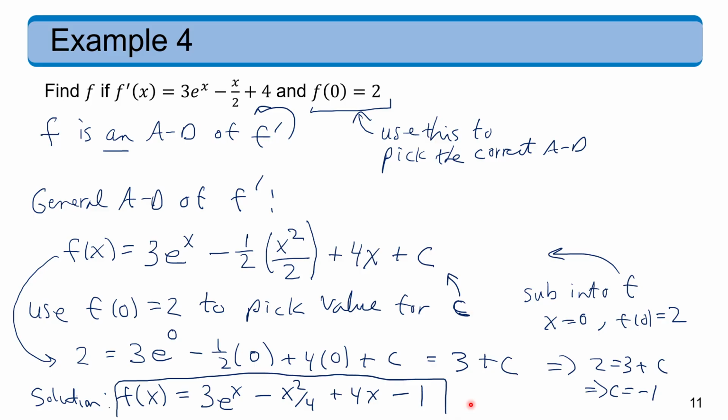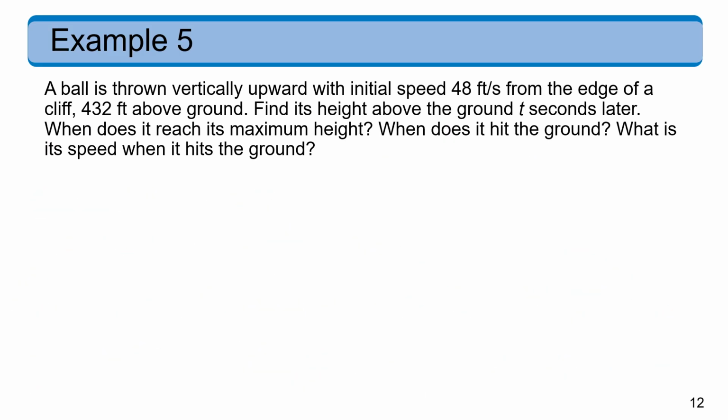Okay, so this is introducing you to a few of the basic ideas of differential equations, but it's also within this topic of calculus. Let's read through this example. A ball is thrown vertically upward with initial speed 48 feet per second from the edge of a cliff which is 432 feet above the ground. We're asked to do several things.